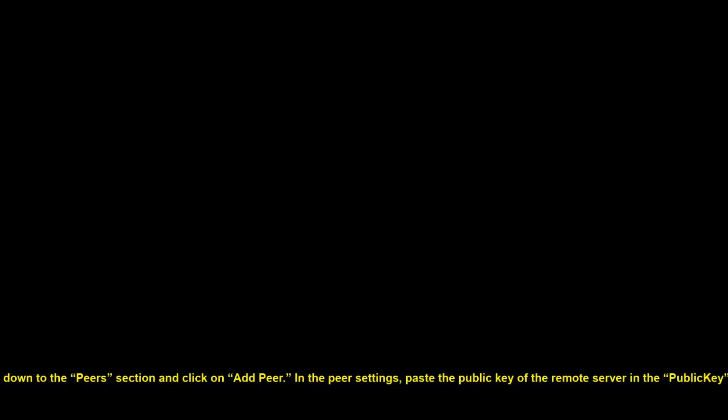In the peer settings, paste the public key of the remote server in the public key field. Enter the allowed IPs for the peer in the allowed IPs field, such as 0.0.0.0/0 for all traffic. Specify the endpoint address and port of the remote server in the endpoint field. Now you should have a complete configuration ready. Review all settings to ensure they are correct.